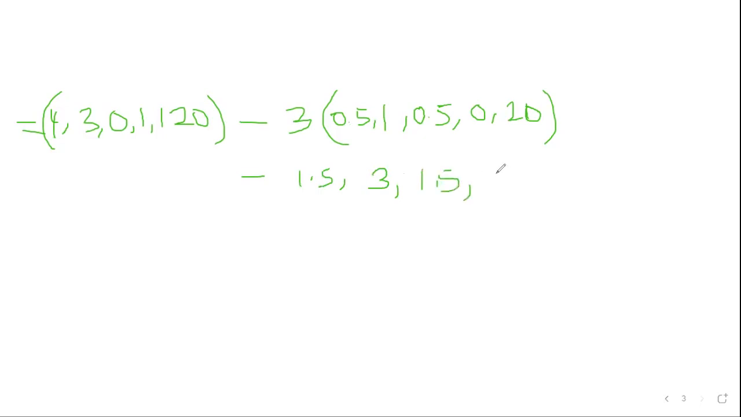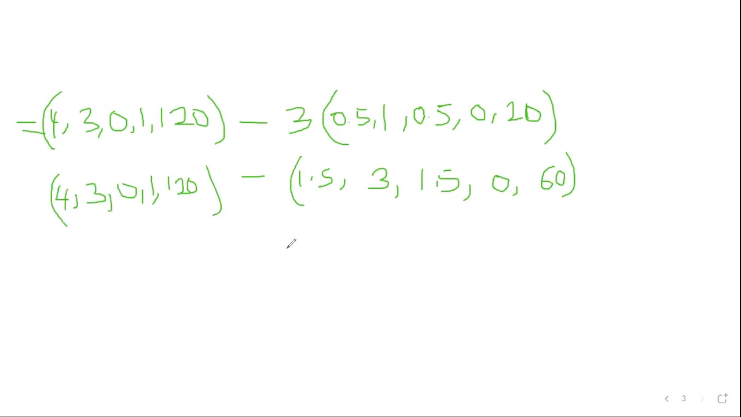3 times 0 is 0. And then 3 times 20 will give us 60. Okay, so we have this, and then you maintain the same thing here. Please, in an exam, you go step by step, because every step will yield some marks for you. Sometimes you might even get the answer wrong, but the steps will help you.